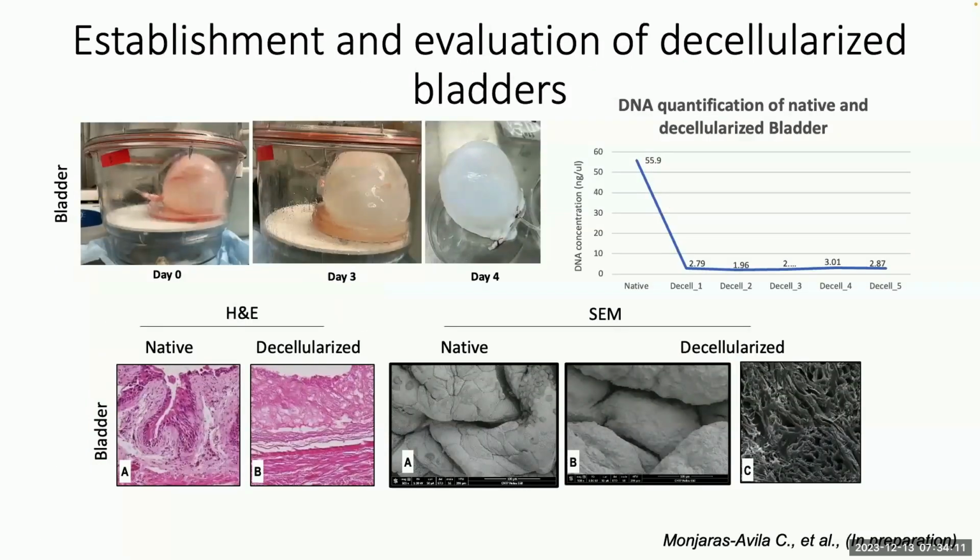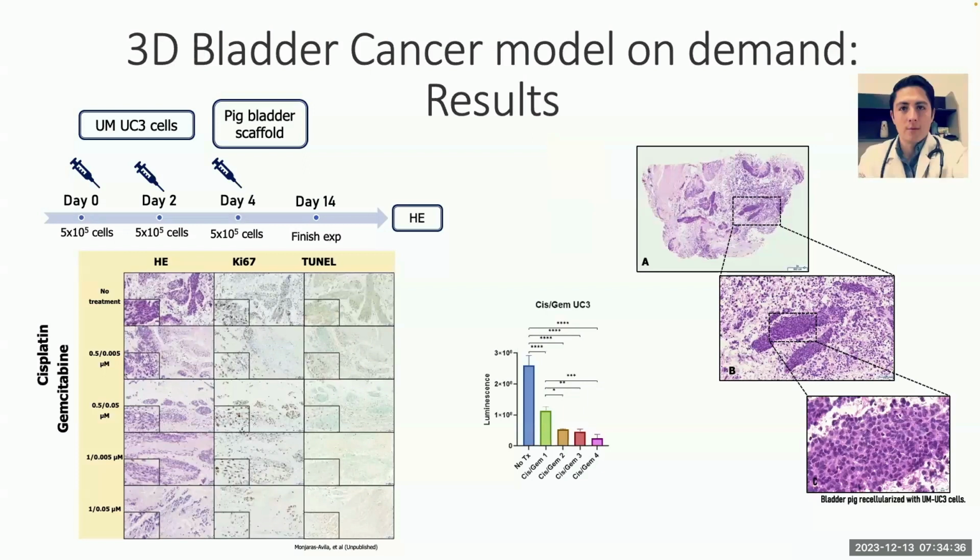So with that, we started decellularizing bladders, pig bladders in this case. We proved that the decellularization was successful. As you can see on the top right, the double-stranded DNA quantification goes almost to zero. We also did scanning electron microscopy, and you can see how no cells were left behind, with H&E also. And this is all the work of our Ph.D. student, Cesar, but you probably haven't met him.